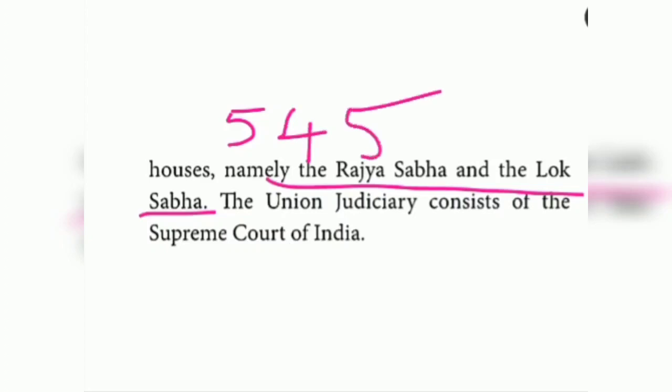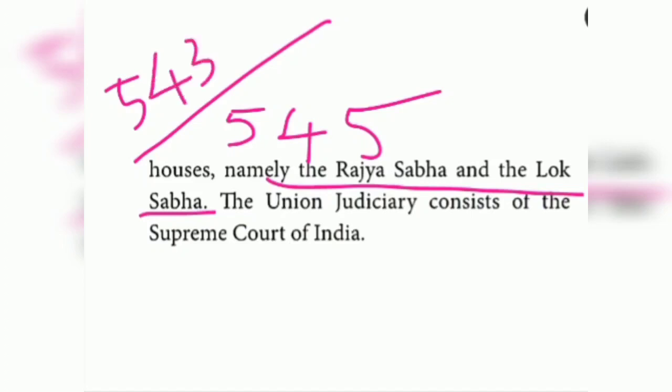Out of 545 members, 543 members are elected by the people. We are electing them on the basis of the universal adult franchise, that is the voting right. So 543 members are elected by the people.